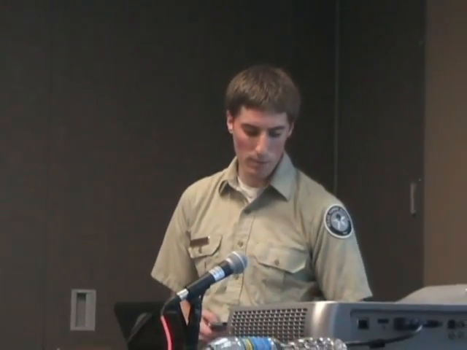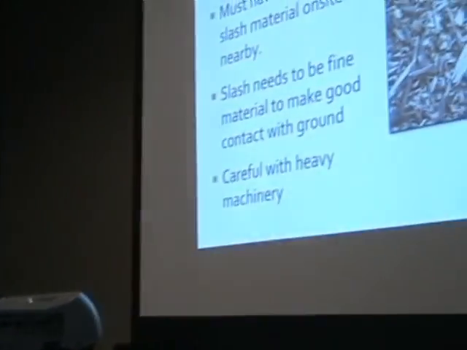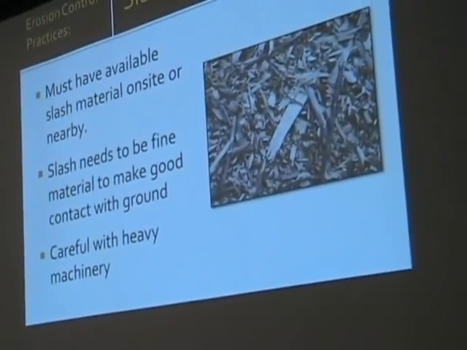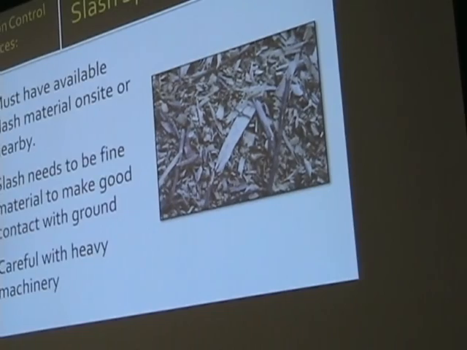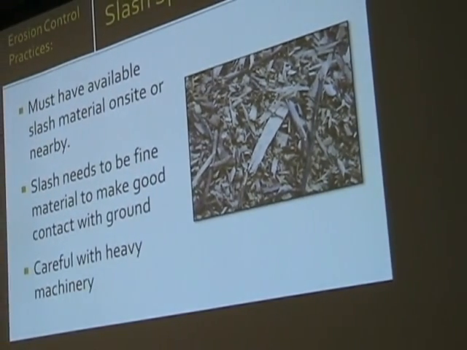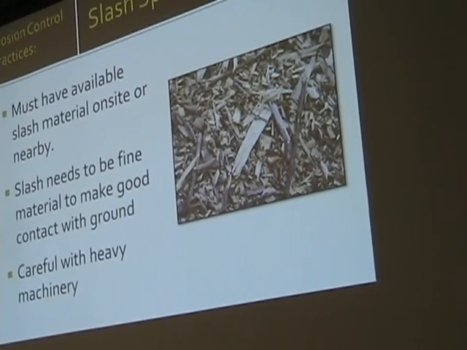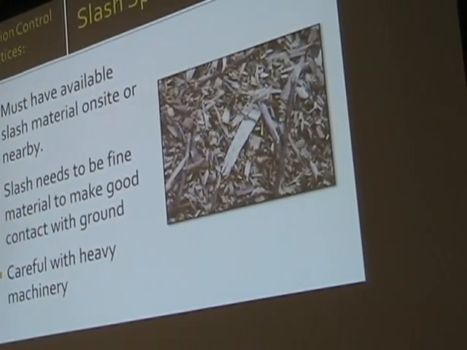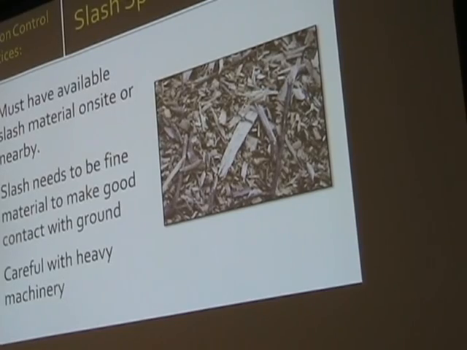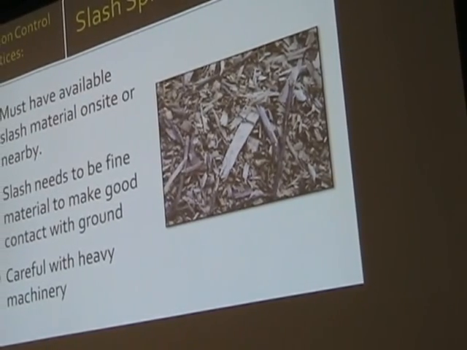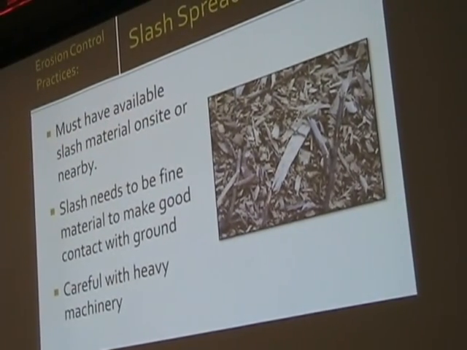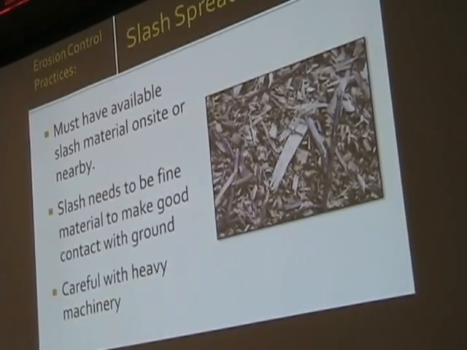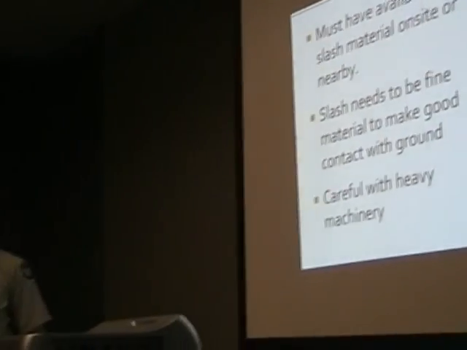So slash is another cover method that you can use. It's going to depend on whether you have the material on site or nearby. This might not work real good for really heavily eroded areas. You might not have the material available. It needs to be really fine material, so it'd be difficult to go out and just grab a treetop, slash it up with a chainsaw, because you really need to make this material fine enough that it makes good contact with the soil and covers the soil. So this would be more like chipped material, ground material, things like that.